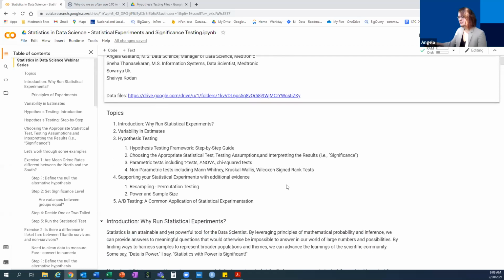So a bit more detail on the topics that will be covered today. First, as an introduction, why run statistical experiments? What's their importance to the mathematical and scientific community?